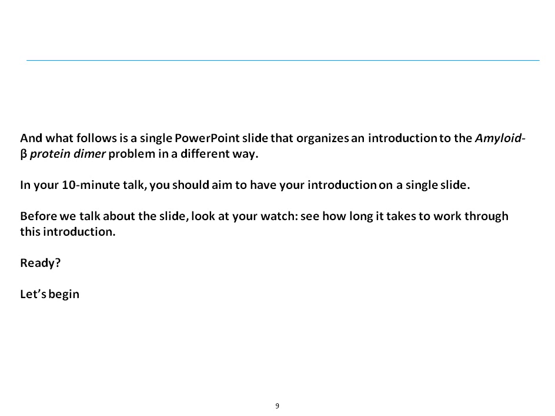So what follows is a single PowerPoint slide that organizes an introduction to the amyloid beta protein dimer problem in a different way. In your 10-minute talk, you should aim to have your introduction on a single slide. So before we talk about the slide, look at your watch. See how long it takes to work through this introduction. Are you ready? Let's begin.